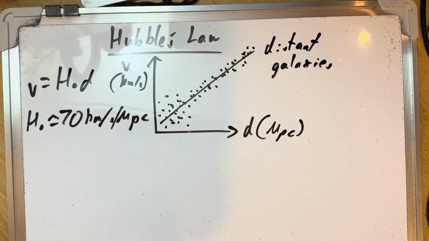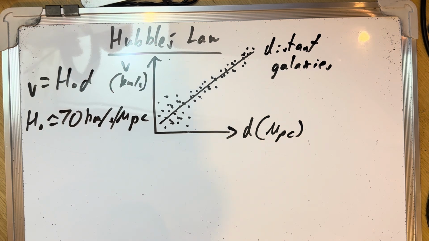The pattern isn't that strong on close galaxies. Even close galaxies like Andromeda, they're not far enough away to count for this. So it's very much the big picture. It's a cosmological model. So 70 kilometers per second per megaparsec.